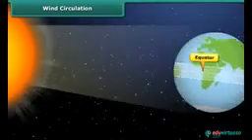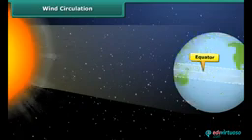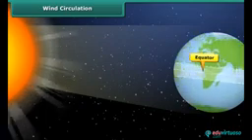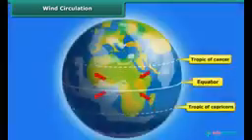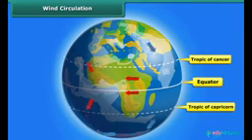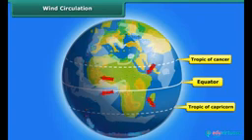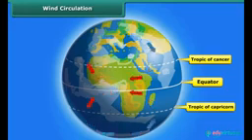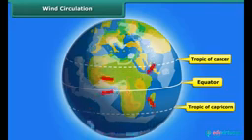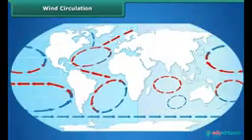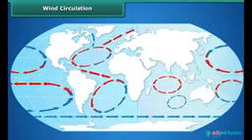Equator is the region which receives maximum heat from the sun than the polar regions. The air in these regions gets warm. The warmer air rises up and the colder air coming from the polar regions moves in to fill the empty space. This is how wind circulation is set up from the poles to the warmer latitudes.